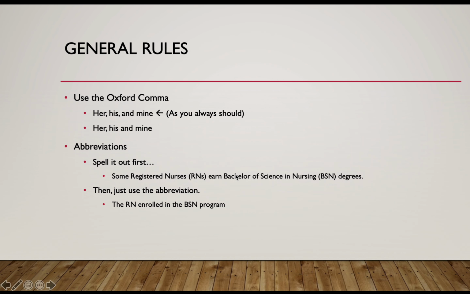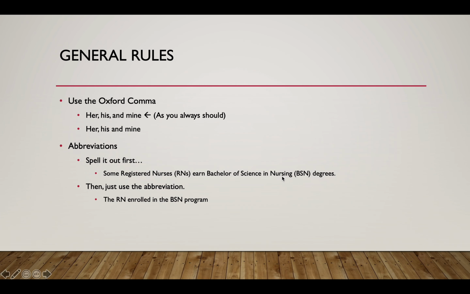Here's a biggie, abbreviations. You're going to want to spell them out first. So saying things like some registered nurses earn bachelors of science in nursing degrees. You're going to want to say some registered nurses, and then in parentheses, RN, earn Bachelor of Science in Nursing, or BSN, degrees.